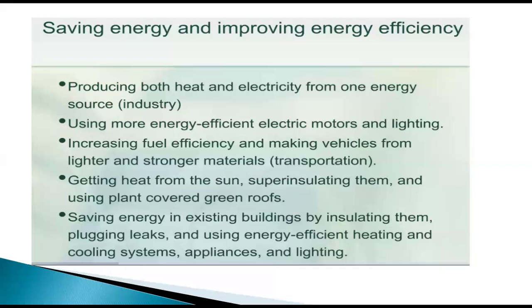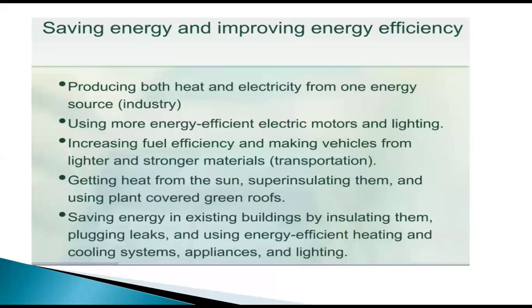So that is the first one. Next, using more energy efficient electric motors. For example, nowadays we are using electric vehicles. If you are using a high efficiency electric motor, the battery life increases and the battery will give more mileage. So, using more energy efficient electric motors and lighting also.